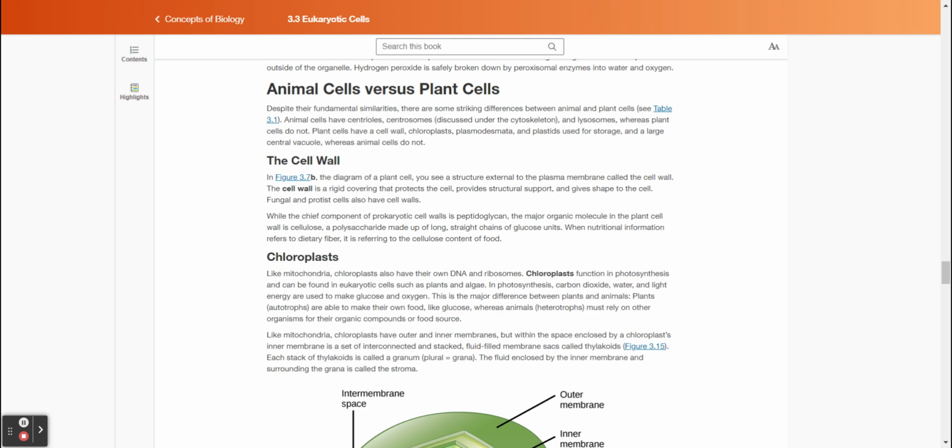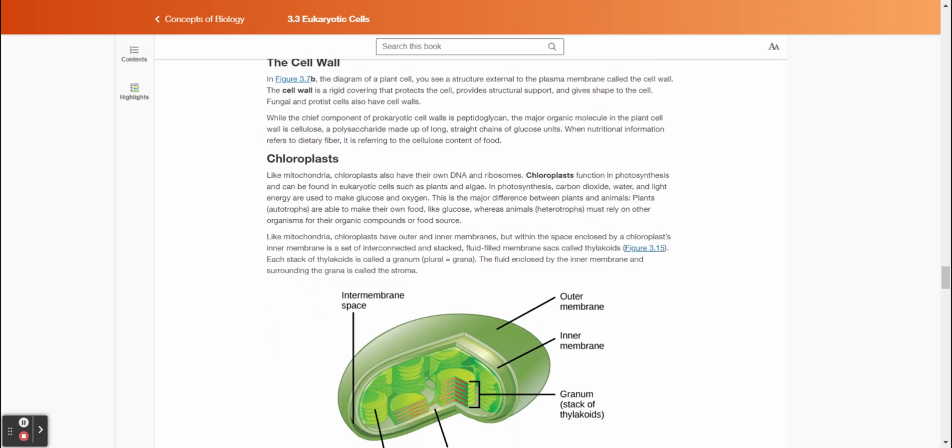Animal cells versus plant cells. Despite their fundamental similarities, there are some striking differences between animal and plant cells. Animal cells have centrioles, centrosomes, discussed under the cytoskeleton, and lysosomes, whereas plant cells do not. Plant cells have a cell wall, chloroplasts, plasmodesmata, and plastids used for storage, and a large central vacuole, whereas animal cells do not.